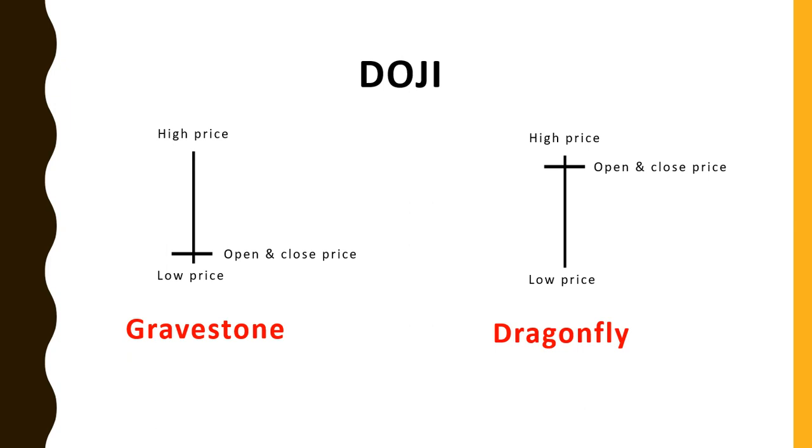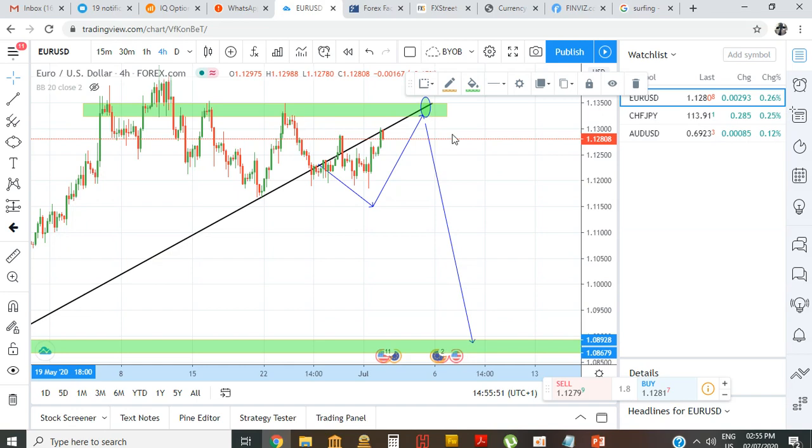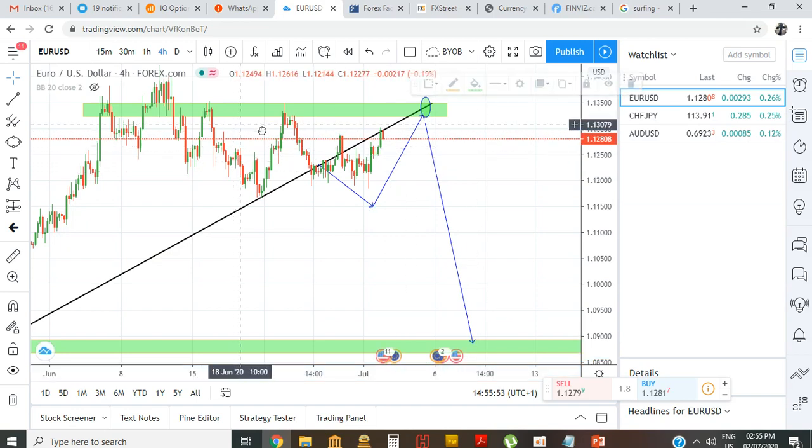The doji. Now let me explain. First of all, we need to understand the properties of a candle. So I will open a chart here to try to explain the property of a candle. All right.